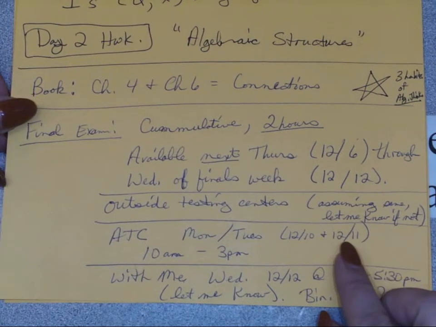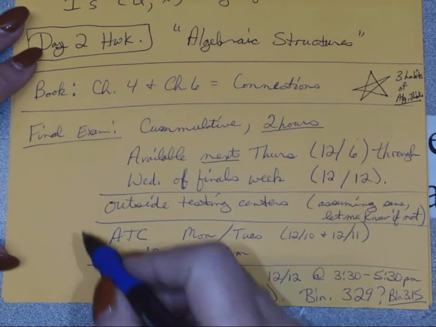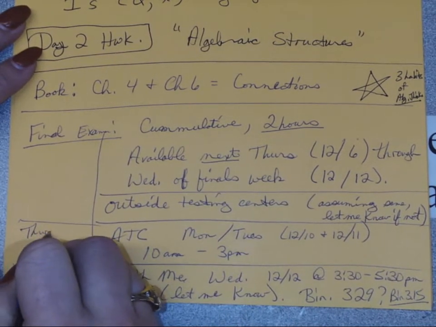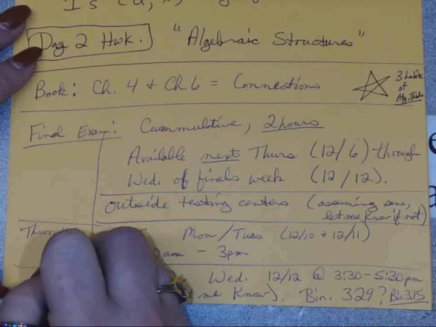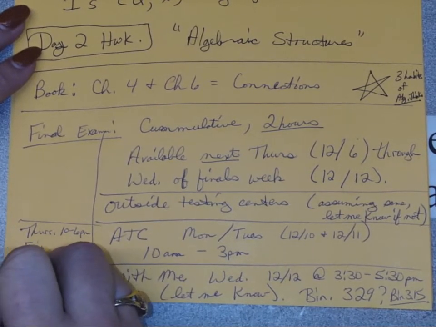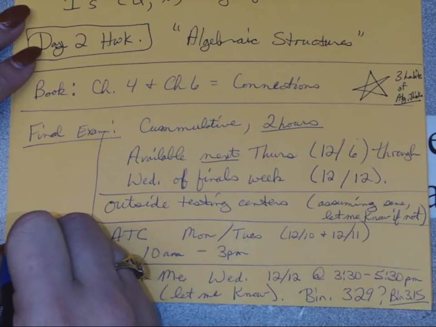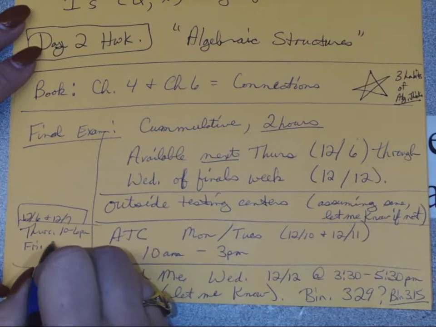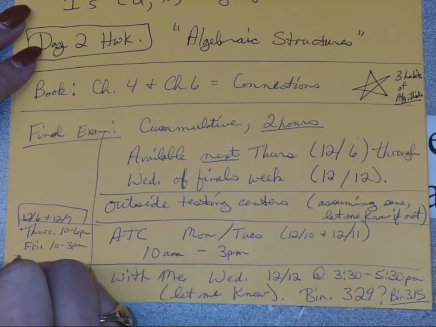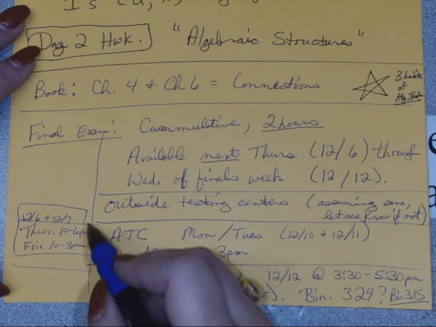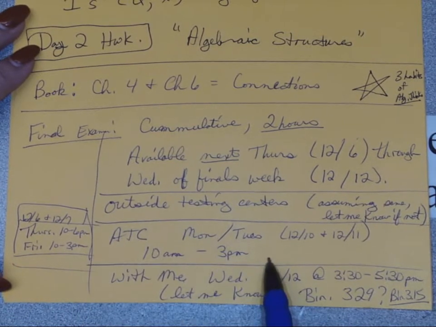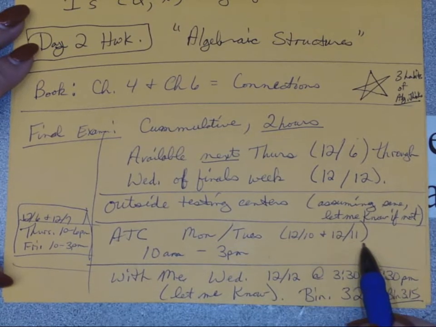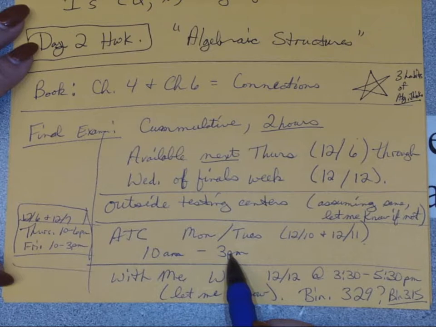In the ATC here in Commerce, this week, all of our testing hours are the same, so I didn't put that on there. Thursday is 10 to 6 this week. Friday this next week, so this is 12-6 and 12-7. So Thursday is 10 to 6, Friday is 10 to 3, that's normal, okay. So those are the normal hours, but then they're open weird hours on Monday and Tuesday, the week of finals, so the 10th and the 11th. They're only open 10 to 3 both of those days.